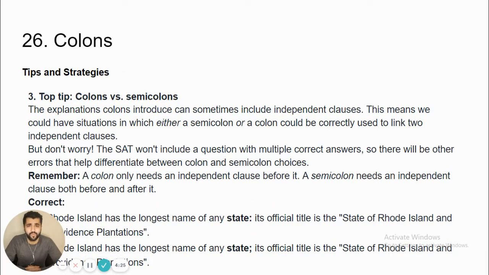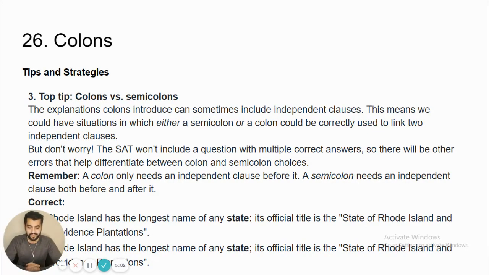Number 3, colons versus semicolons. This is interesting. The explanations colons introduce can sometimes include independent clauses. This means we could have situations in which either a semicolon or a colon could be correctly used to link two independent clauses. But don't worry, the SAT won't include a question with multiple correct answers, so there will be other errors that help differentiate between a colon and semicolon choices. Remember, a colon only needs an independent clause before it. A semicolon needs an independent clause before it and after it.